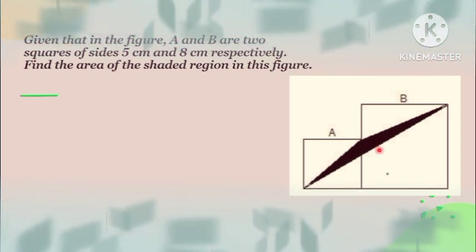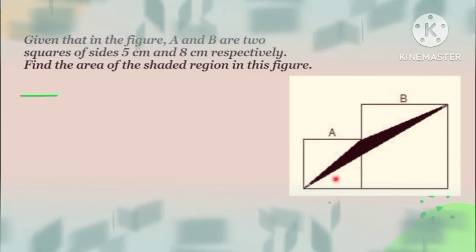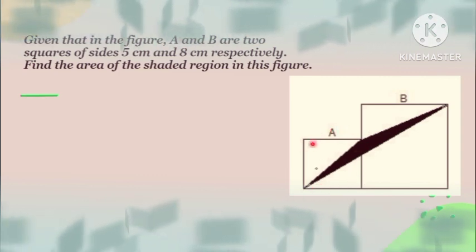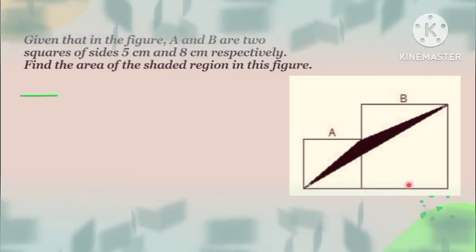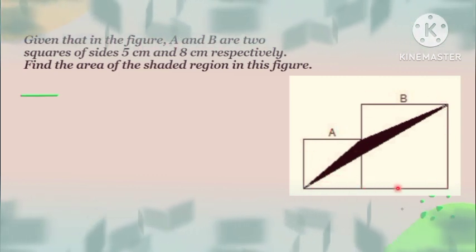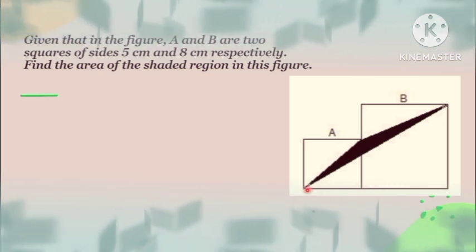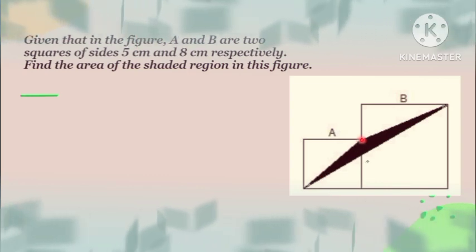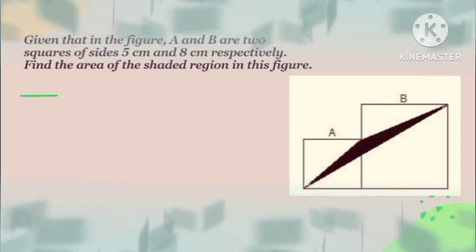So in this figure, A and B are two squares, and each side of the square A is given as 5 cm and each side of the square B is given as 8 cm. And in the question it is asked to find the area of the shaded region. Okay, so let us solve this question.